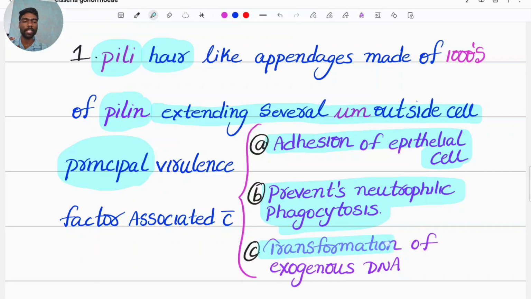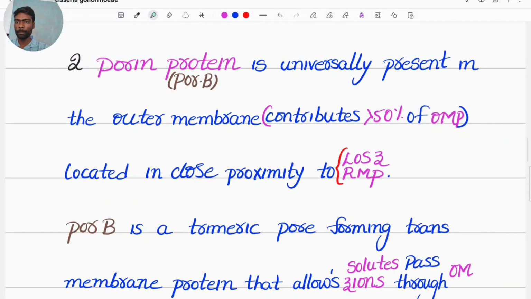Then transformation of exogenous DNA. Pili forms a conjugative tube in between two bacteria and helps in transformation. Here, this Pili takes up the exogenous DNA. Dead bacilli will release DNA and will die. Those DNA which have any antibiotic resistant properties or some other useful properties, then it will take it into itself. This is nothing but transformation of exogenous DNA. It is done by Pili. It has three properties. First, adhesion, then evasion by preventing neutrophilic phagocytosis, then transformation of exogenous DNA into the cell from outside. Next protein, porin protein.